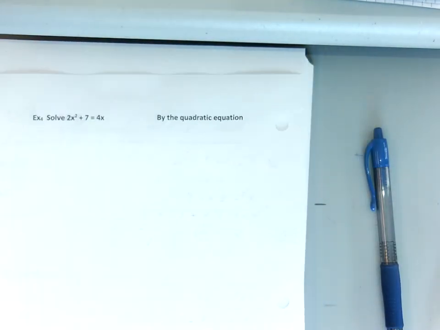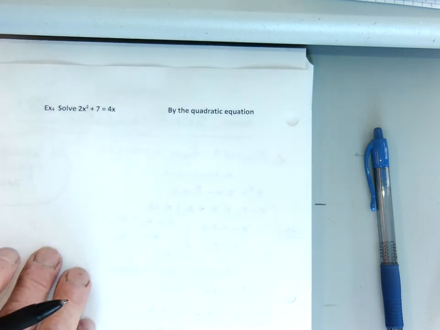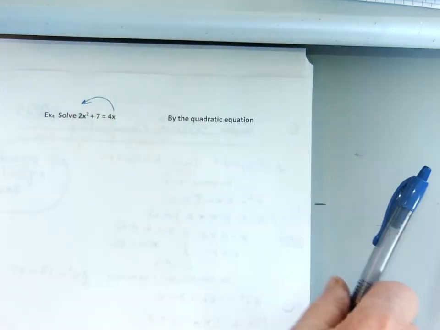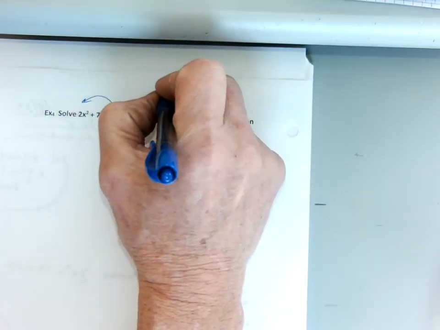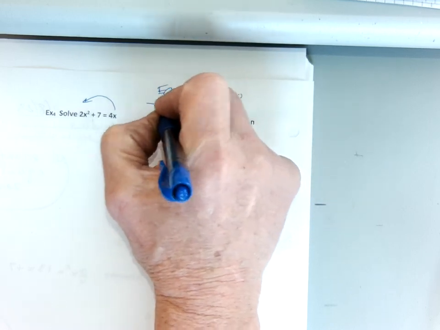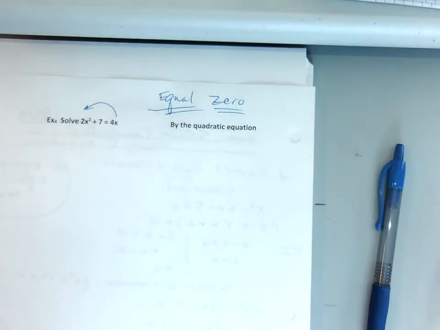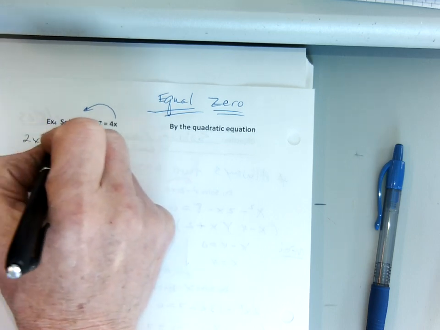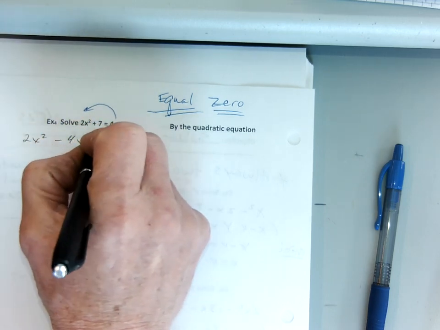Now, what if it doesn't factor? Well, that's okay. We just use the quadratic formula. So I'm going to bring the 4x over because it needs to equal 0. It has to equal 0. So I bring the 4x over, and I'll have 2x squared minus 4x plus 7 equals 0.